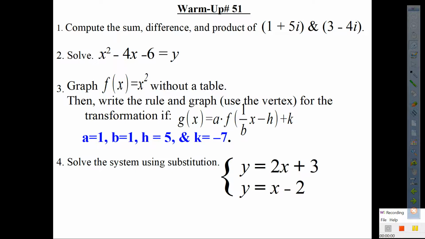Then write the rule and graph using the vertex for the transformation given g of x equals a f of 1 over b x minus h plus k, and the parameters given a equals 1, b equals 1, h equals 5, and k equals negative 7. And number 4, solve the system using substitution. The system given, one equation is y equals 2x plus 3, and the other one is y equals x minus 2. I'll give you time to do that. Copy and go.